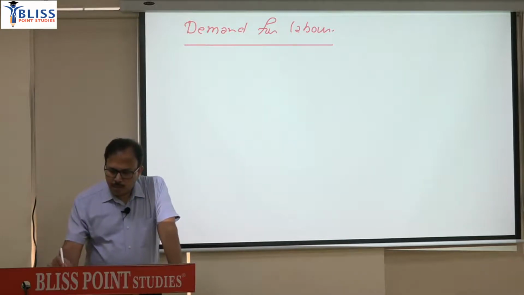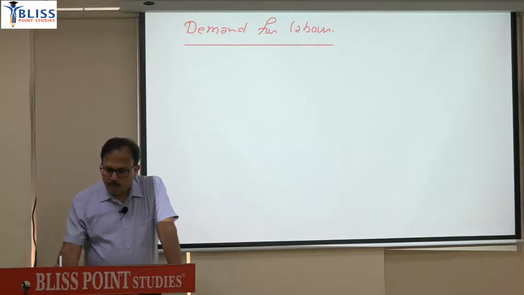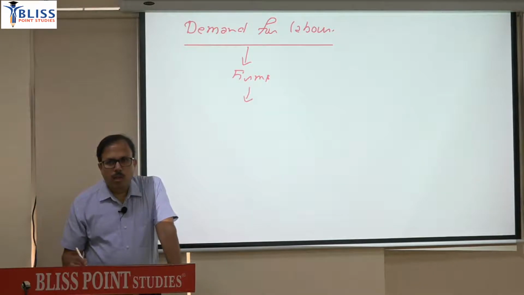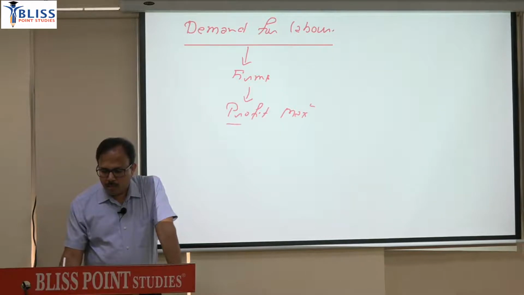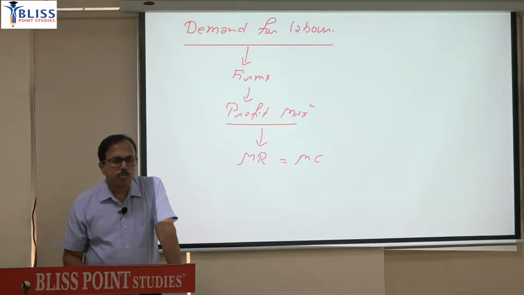ठीक है, पहले यहाँ समझ लेंगे जरा. फर्स्ट थिंग इज दैट लेबर इज डिमांडेड बाय फर्म्स, एंड हाउ मच लेबर दे विल डिमांड? देयर ऑब्जेक्टिव इज टू मैक्सिमाइज देयर ओन प्रॉफिट. सो फर्म विल डिमांड दैट मच लेबर वेयर देयर ओन प्रॉफिट गेट maximize. And what is profit maximization condition? Profit maximizing condition says that marginal revenue must be equal to marginal cost. Clear?